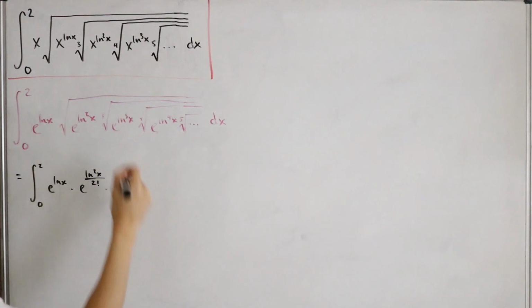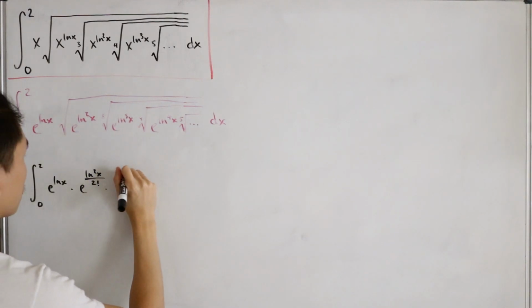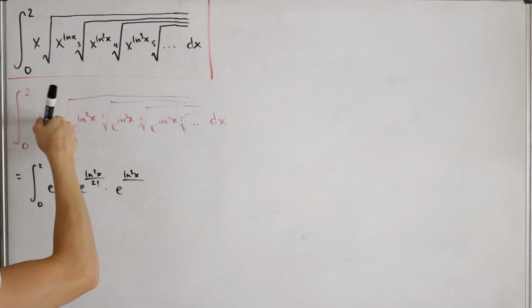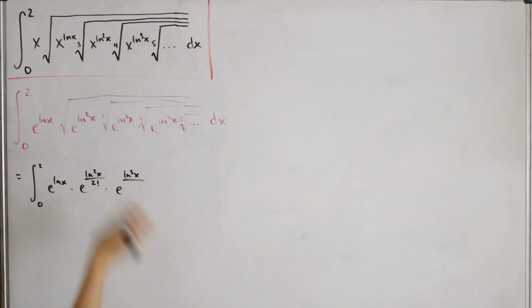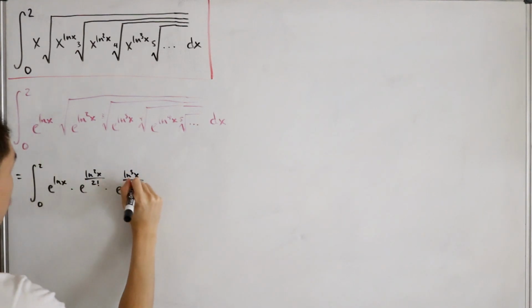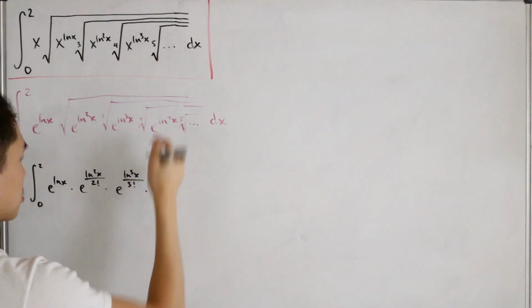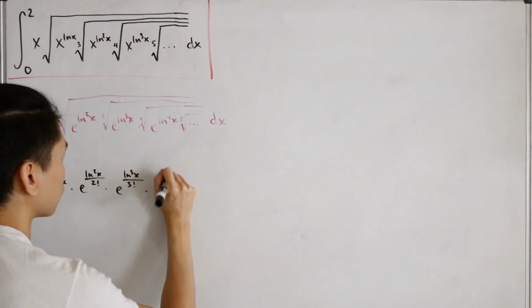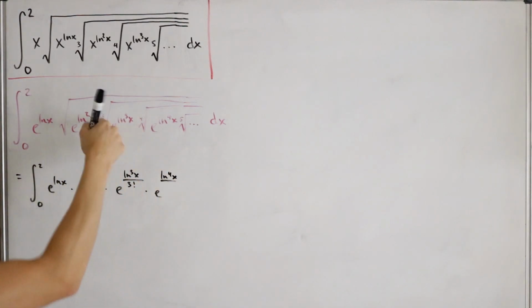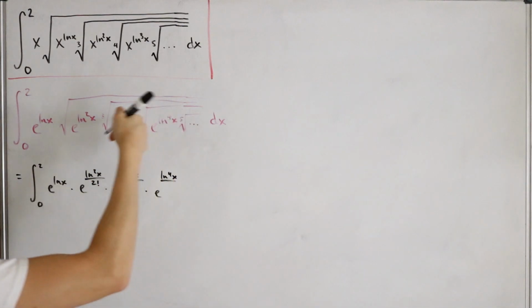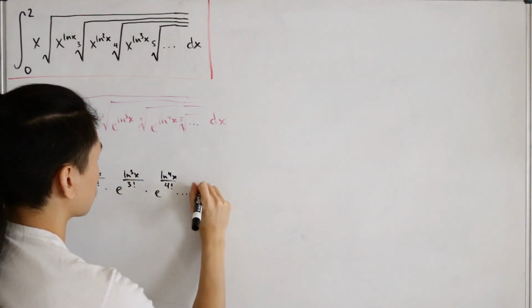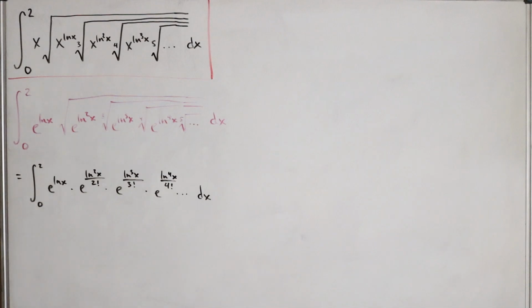Then next over here is e to the power ln cube of x. Over here this is going to be the cube root, and then inside that the square root, so 3 times 2. So I can still write that as 3 factorial. Next is e to the ln to the fourth of x, and again the fourth root, third root, and then square root, so 4 times 3 times 2 in that denominator. So again, I can still write that as 4 factorial. And the multiplication just goes on and so forth. So again, you understand the picture of how this works.